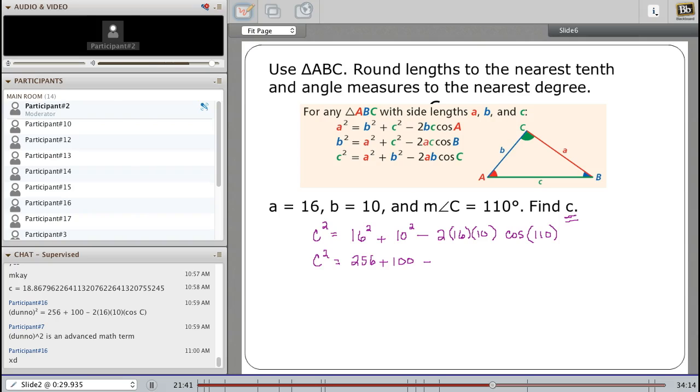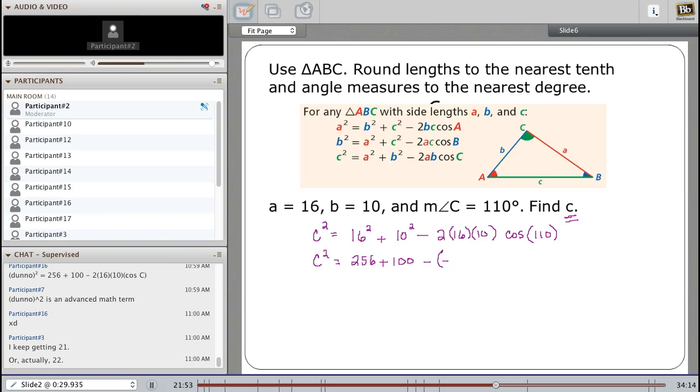And if we do that, okay, let's see. No, I'm in degree mode. I got a negative number, is that right? Let's see, 2 times 16 times 10 times the cosine of 110. Yes. Oh, like for the final answer, is that what you're saying, Will?